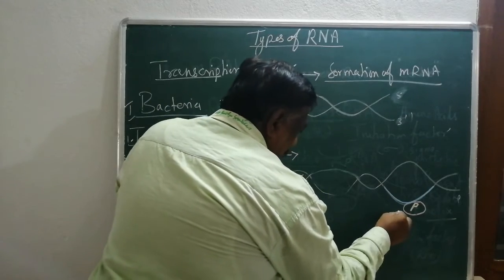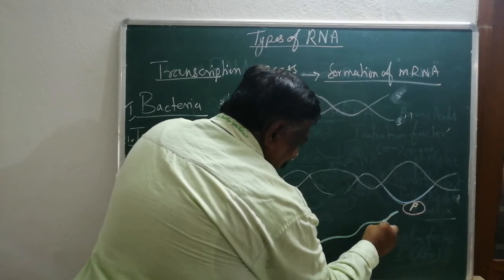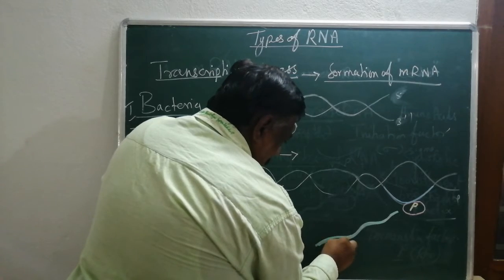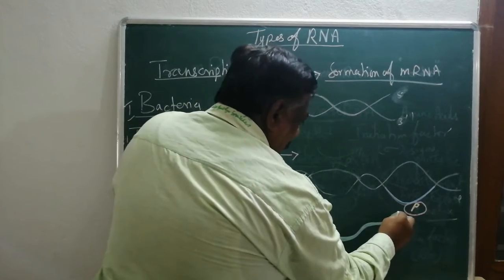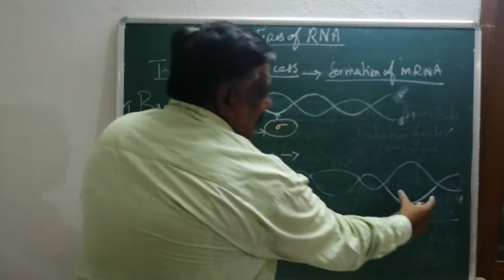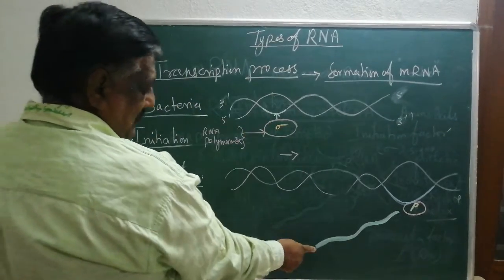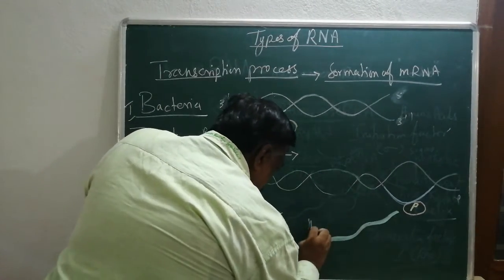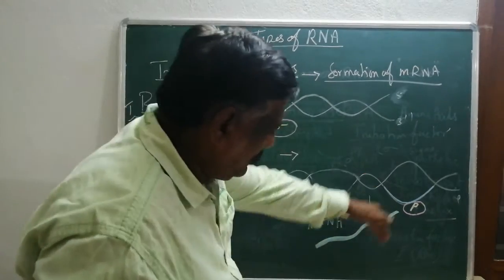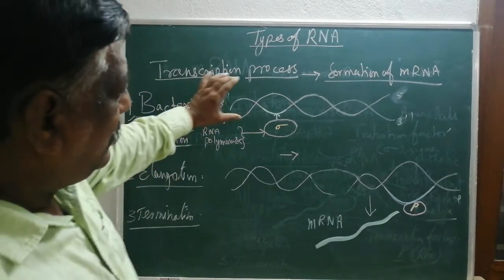now the mRNA is broken because of a different color I have given, which is in a green color. This is mRNA. It is released out. Okay, these are the three steps involved in bacteria. You have to draw this diagram.